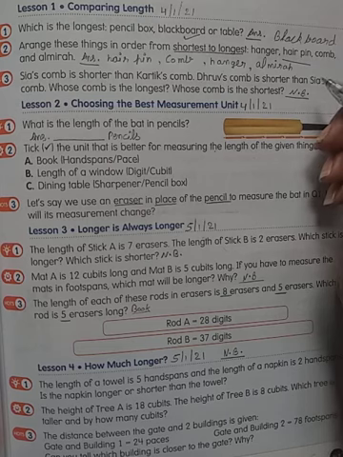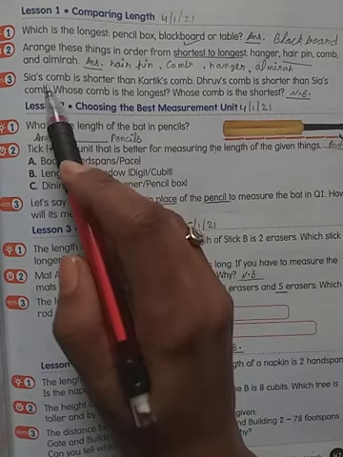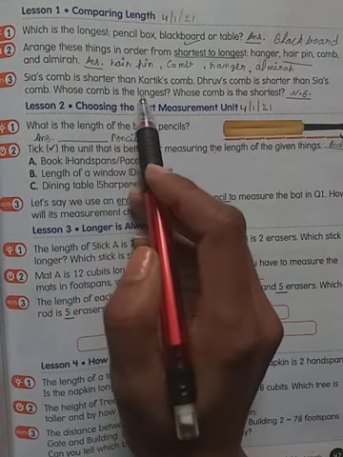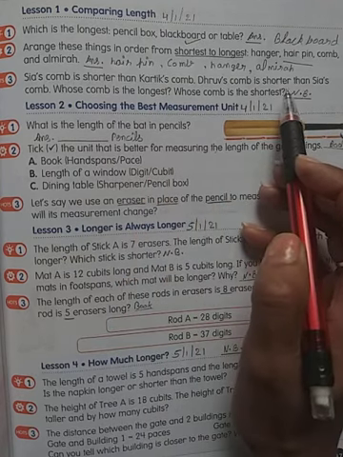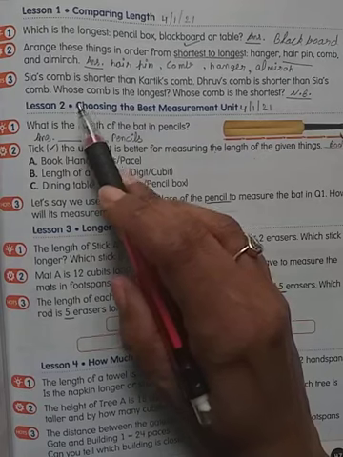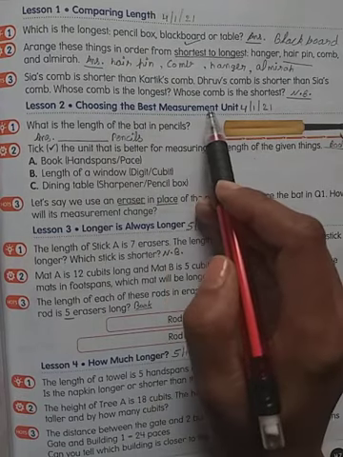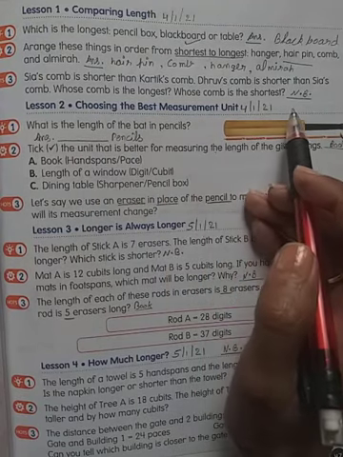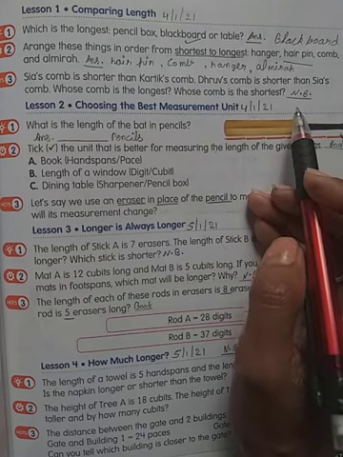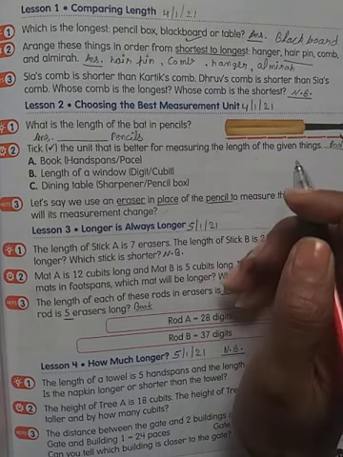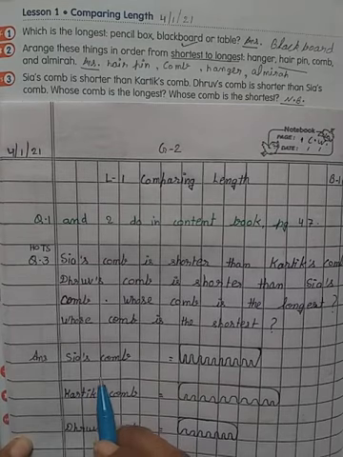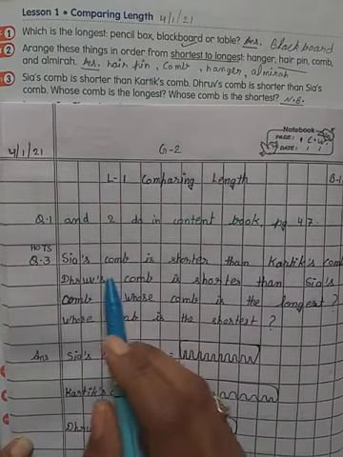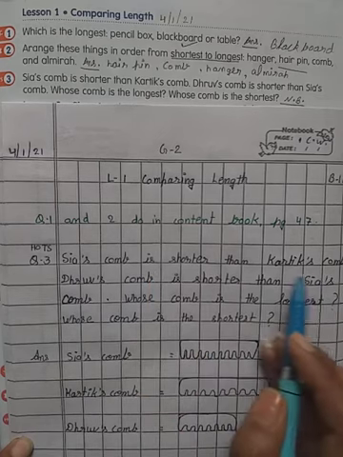Okay, now come on, question number 3. Sia's comb is shorter than Karthik's comb. Dhruv's comb is shorter than Sia's comb. Whose comb is longest and whose comb is shortest? Let's see. This question we will solve in our notebook.